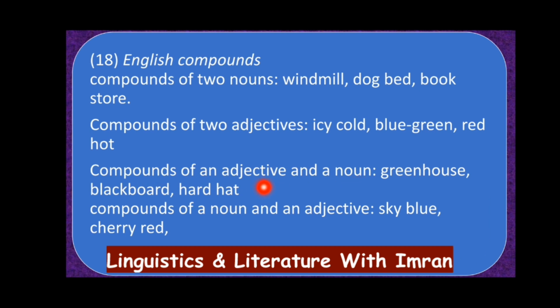One can be an adjective and one can be a noun. So green is an adjective and house is a noun, so greenhouse. And blackboard: black is an adjective and board is a noun. And hot is an adjective, and hat is a noun. A compound can also be composed of a noun and an adjective. For example, sky blue. Sky is a noun and blue is an adjective. So these are the different ways that compounds are structured in the English language. Let's move to the next slide.